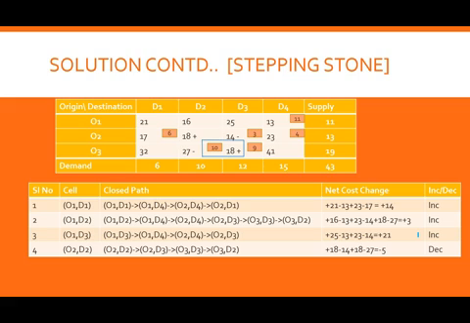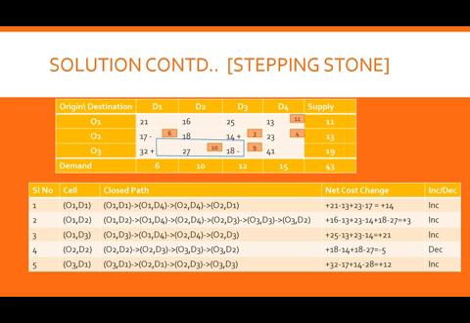So go to the next unoccupied cell, O3D1. So with O3D1, when I form a loop, it is O3D1, O2D1, O2D3, O3D3. So this is the loop. So for this, put alternating signs, plus, minus, plus, and a minus. So the net cost change will be plus 32, minus 17, plus 14, minus 18.